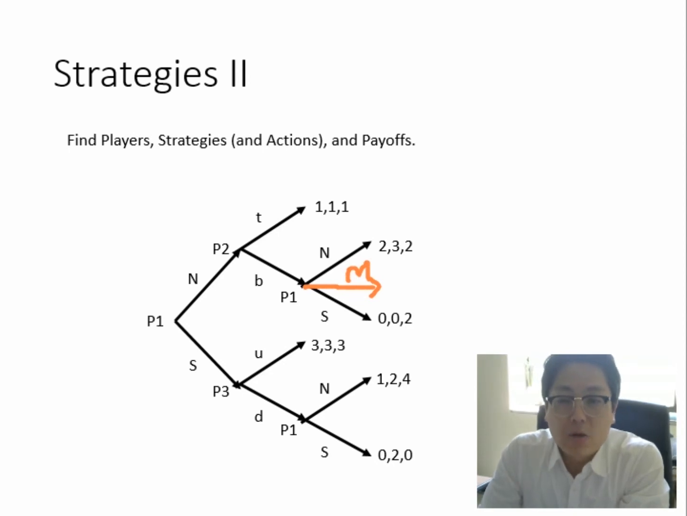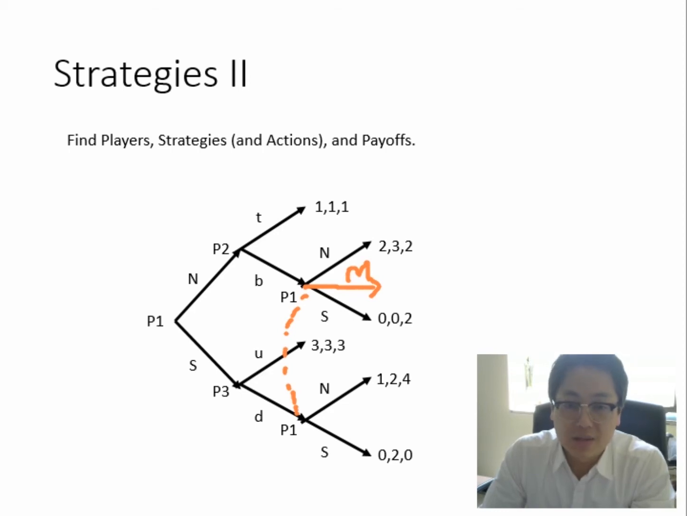Now I'm connecting these two nodes, saying that these two nodes are in the same information set. Do you think it makes sense? I don't think so. Even though I arbitrarily connected these two nodes with this dotted line to say that they are in the same information set, it doesn't make sense.